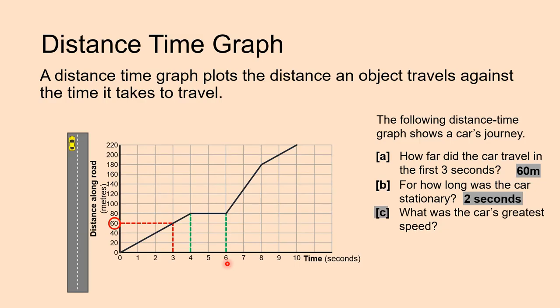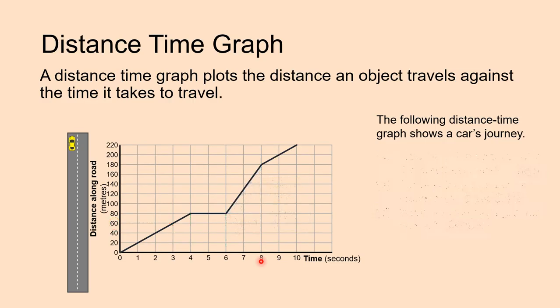What was the car's greatest speed? So the greatest speed is going to be the steepest section of our graph, so we're going to be looking here. And to calculate speed from a distance time graph, we calculate what we call the gradient. So that's the steepness. And we do the height of the triangle drawn, which is 100 metres, because it's between 80 and 180. And we look at the width, which is 2 seconds between 6 and 8. And then speed is the height divided by the width, so 100 metres divided by 2 seconds, and that gets us 50 metres per second.